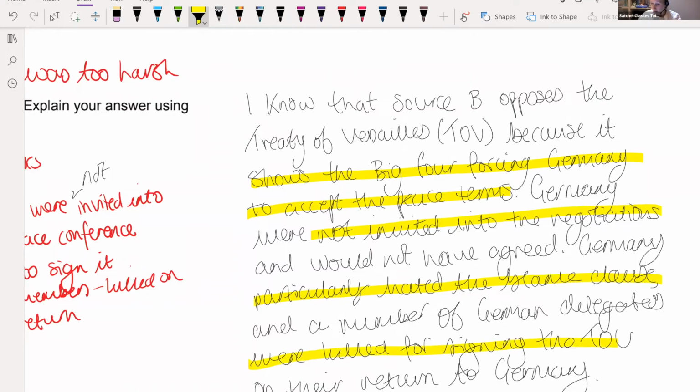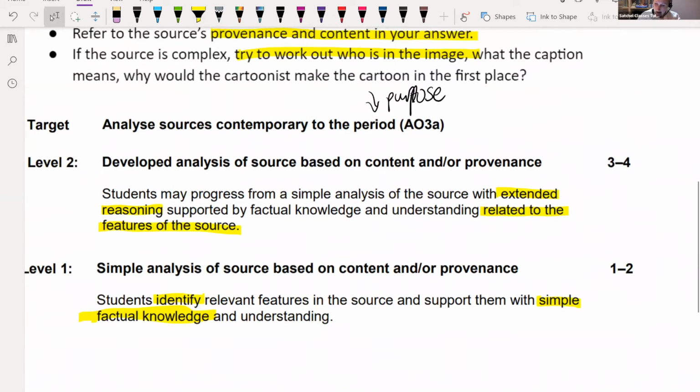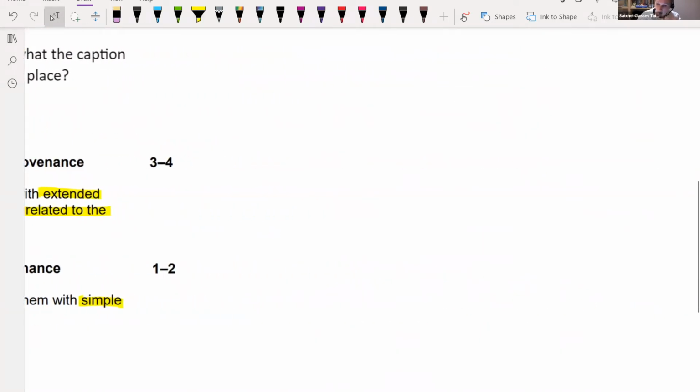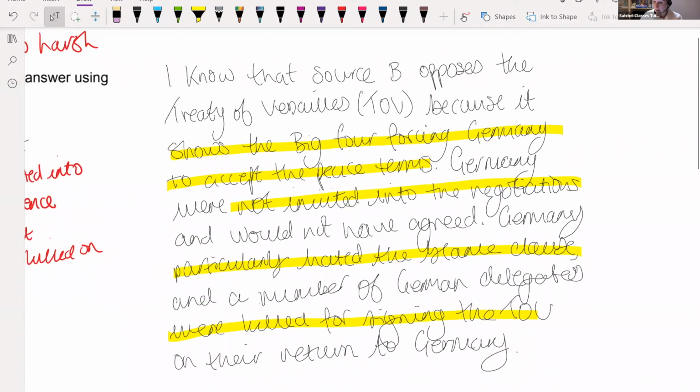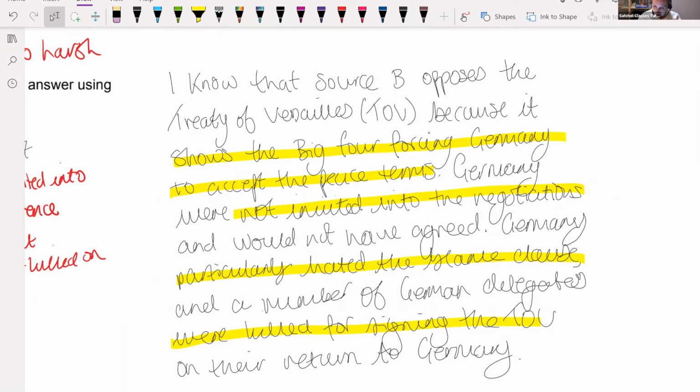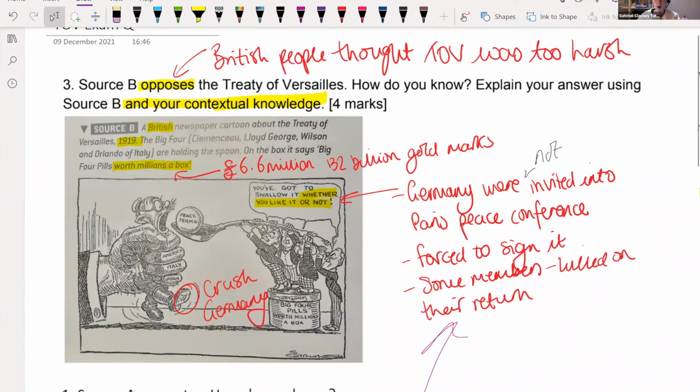Okay, so in terms of how many marks we've got there, if we look down at the mark scheme, we have related the features of the source. I'd say that was probably 3 out of 4 because I've not put the second point in, but we have got into that top level there on that answer. Okay, so don't overcomplicate this question. It really doesn't need to be too difficult. It's 4 marks for a reason. It's getting you warmed up. Think about it in that way.